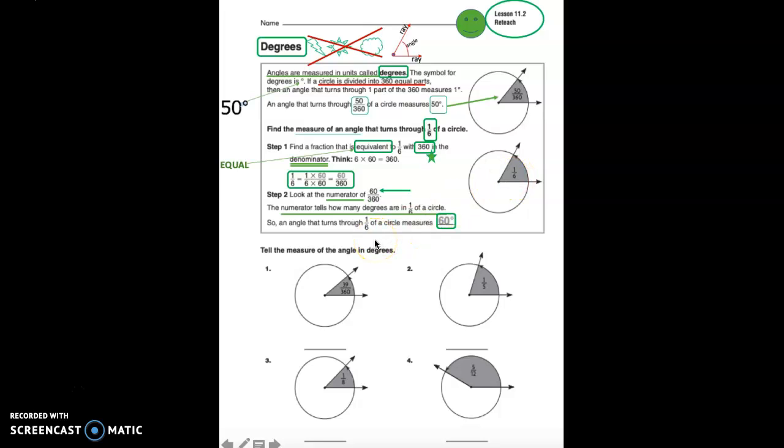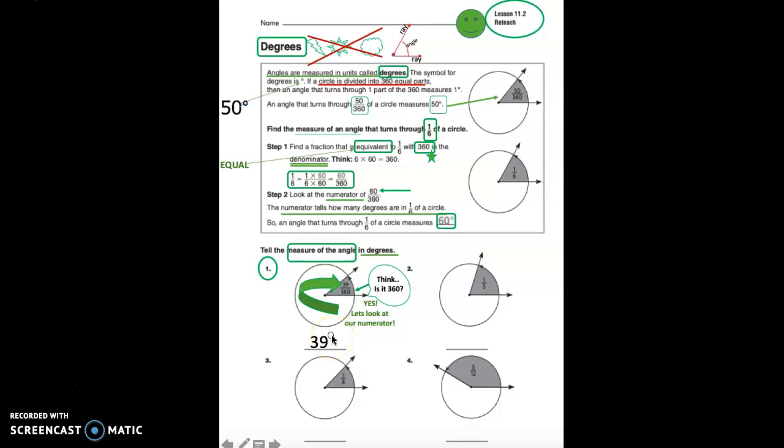Let's try some. Tell the measure of the angle in degrees. So we're looking for the measure of the angle in degrees. Number 1, 39 over 360. Let's think. Is our denominator 360? Yes. So our next step is to look at the numerator. The numerator 39, since our denominator is 360, is going to be our answer in degrees. So our answer is going to be 39 degrees.